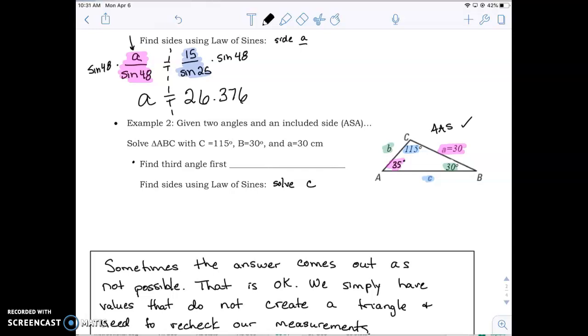But let's go ahead and solve for side C this time. So there's side C, and here's side A. So we would say A over sine 35 is equal to C over sine 115. Again, we don't want to go through the entire proportion process. Let's just multiply both sides by sine 115.